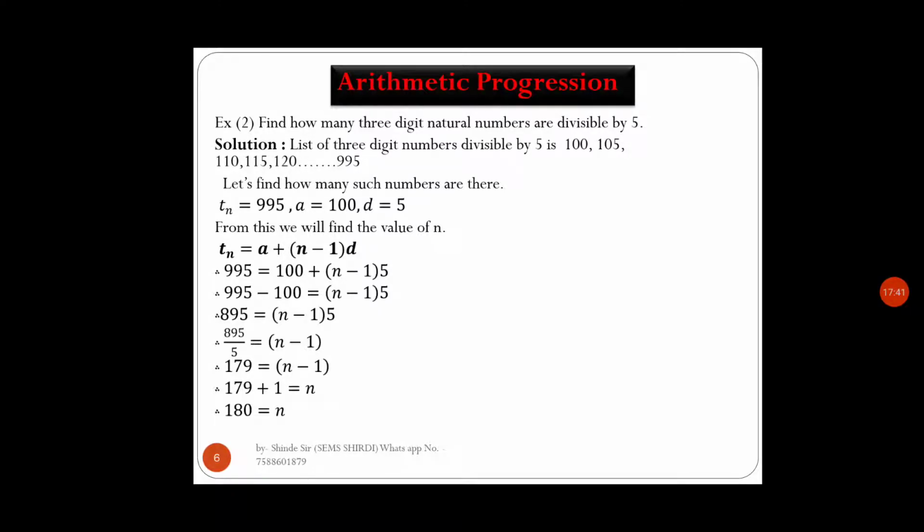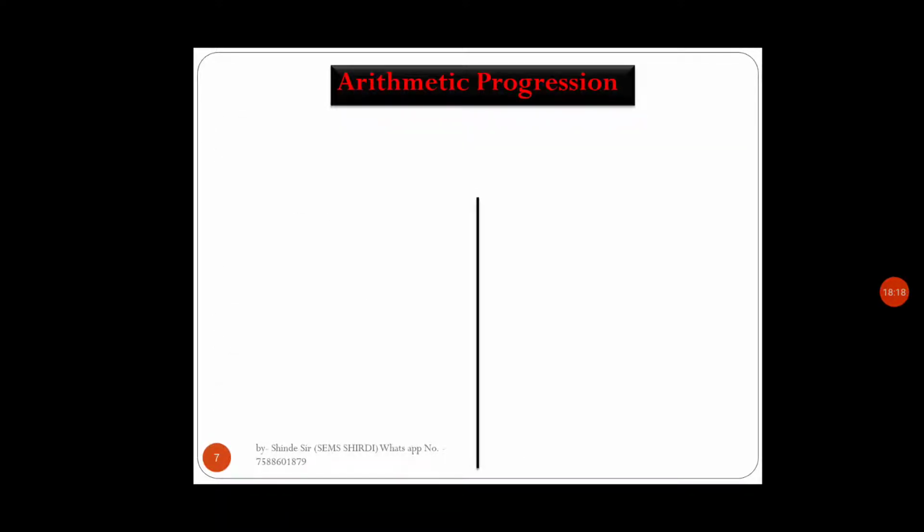Now what is n here? n is the number of 3 digit numbers which are divisible by 5. There are 180 3 digit numbers which are divisible by 5. In this way we use the formula Tn, and we find out how many 3 digit natural numbers are divisible by 5. Now we see the next example.